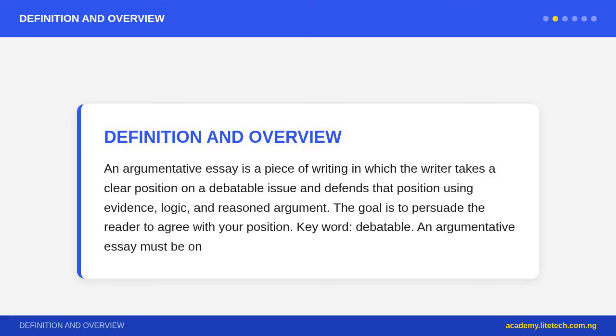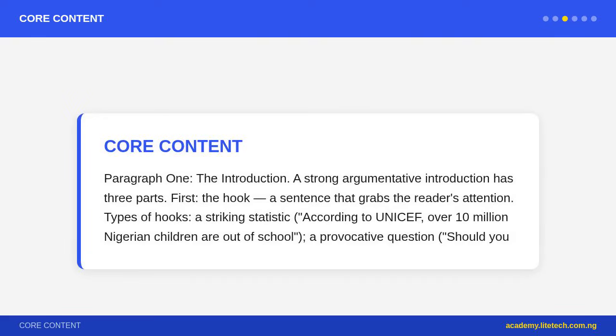Second, background information, 2 to 3 sentences providing context for the issue. Explain what the debate is about and why it matters. Third, the thesis statement, the single most important sentence in your essay. The thesis states your position clearly and specifically.